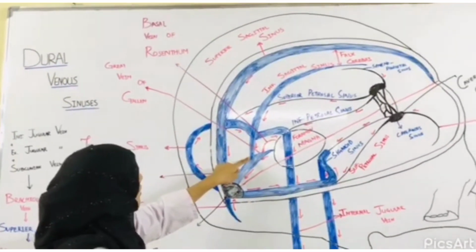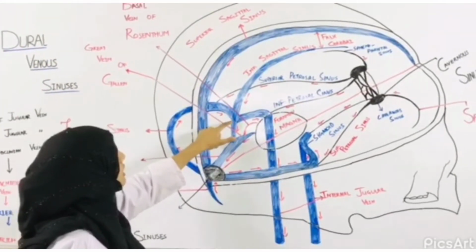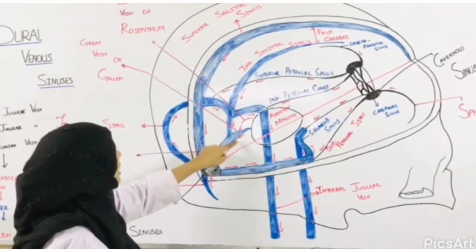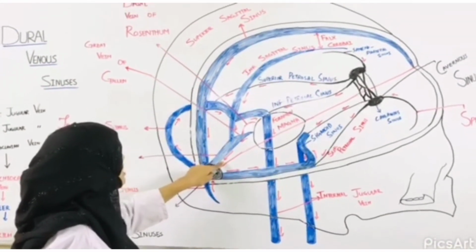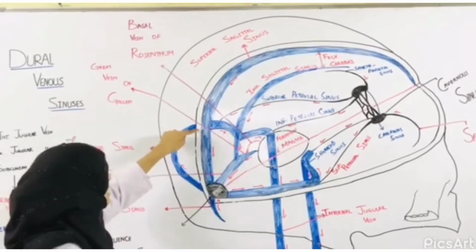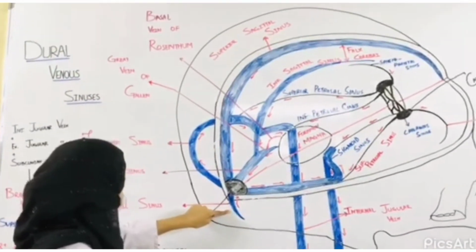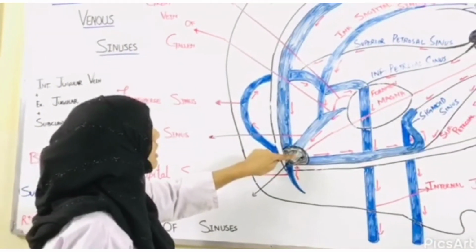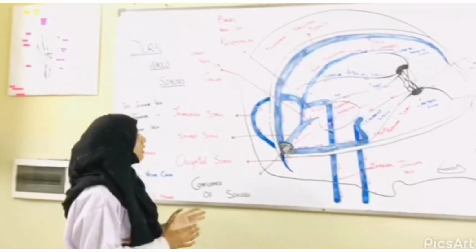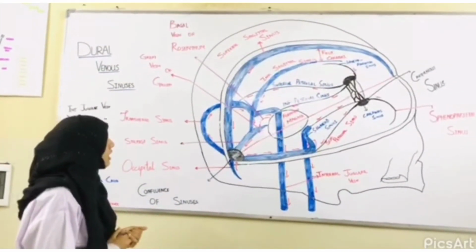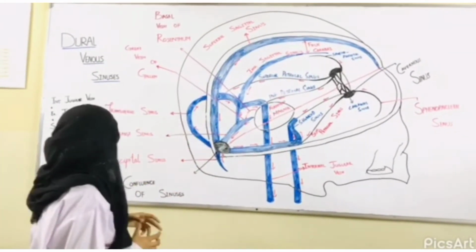At the junction of the falx cerebri and tentorium cerebelli, the inferior sagittal sinus and the great vein of Galen form the straight sinus. The superior sagittal sinus, the straight sinus, and the occipital sinus drain into the confluence of sinuses, and the confluence of sinuses gives two drainages, which are called transverse sinuses.